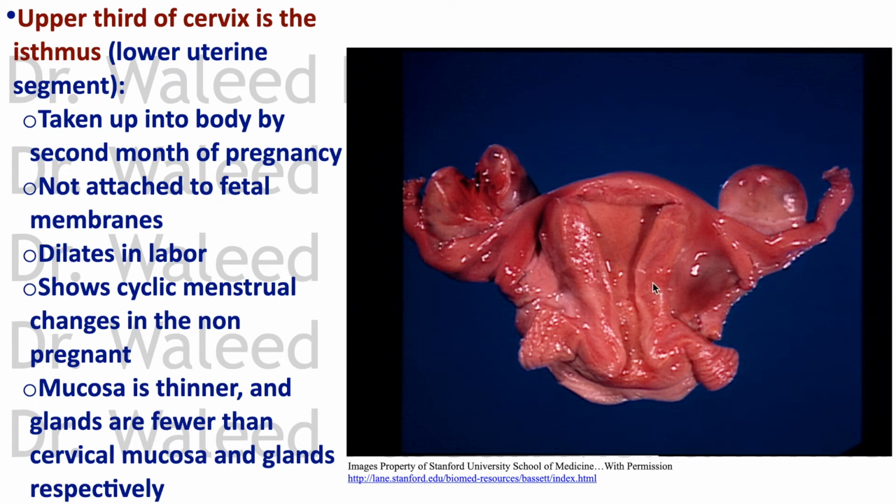This segment dilates in labor, while the uterus constricts in labor, and it shows cyclic menstrual changes in the non-pregnant woman. The mucosa is thinner and has fewer glands than the cervical mucosa. So these are very important differences between the lower uterine segment, or the isthmus, or the upper part of the cervical canal, and the rest of the uterus. You should be aware of these differences.